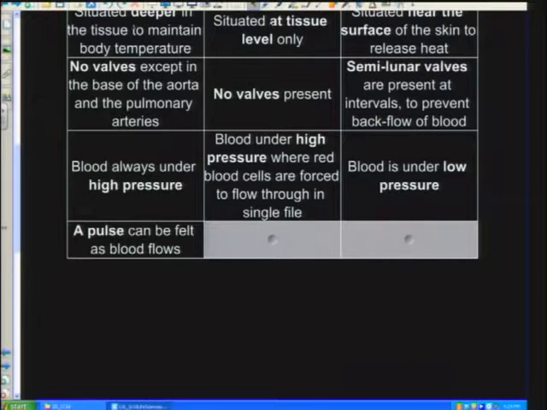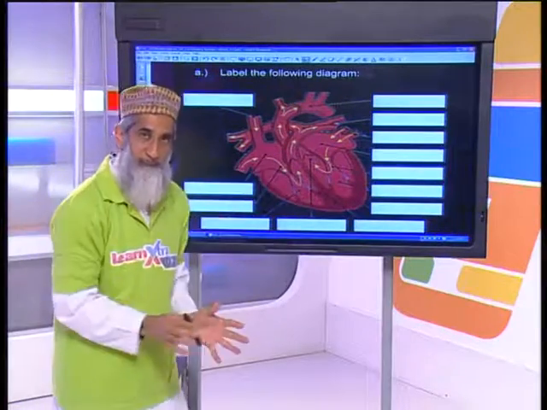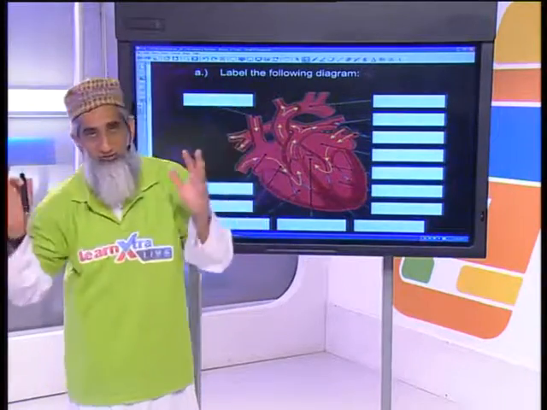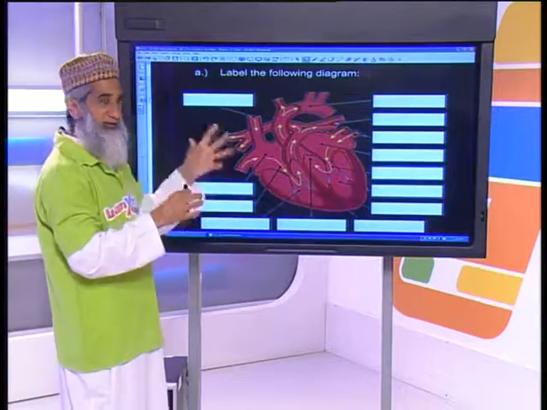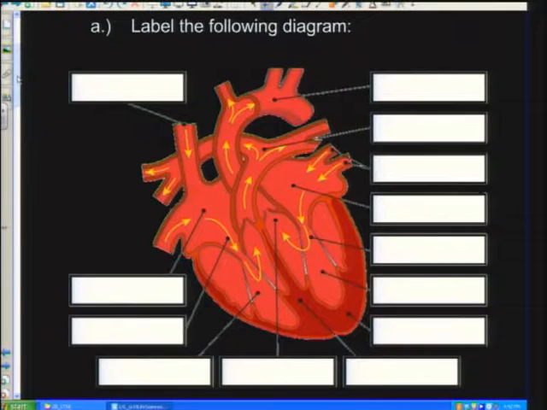If we feel an artery, we will be able to feel a pulse as the blood flows. There is no pulse in the capillary, and no pulse can be detected very easily in a vein as well. Now, we've given you this diagram of the external structure and the diagram of the internal structure. Now, we're looking at this and we're saying, let's make it a question. Label the following diagram. Level 1.